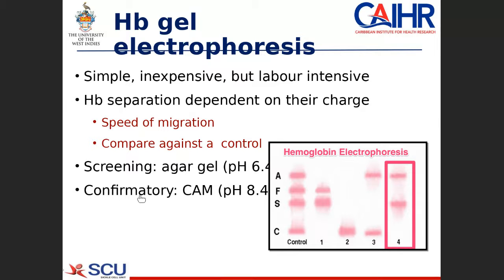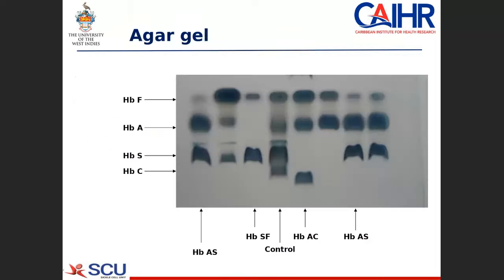Normally when we do gel electrophoresis, we do it on 2 different mediums. We would do an acid medium first, and then we would confirm our hemoglobins identified on an alkaline medium, which is your cellulose acetate membrane. And this is just what an actual strip from our lab looks like.